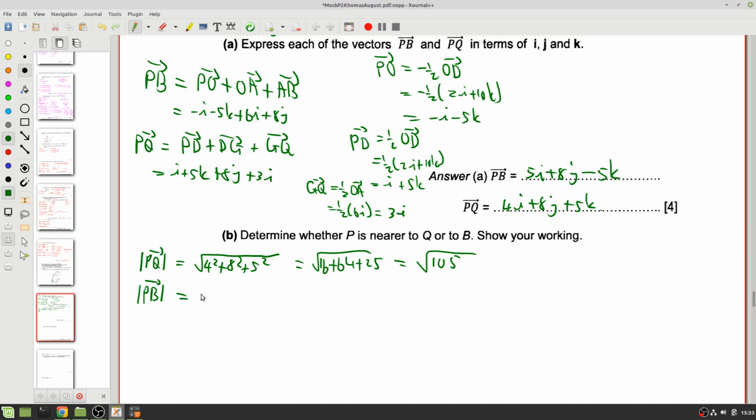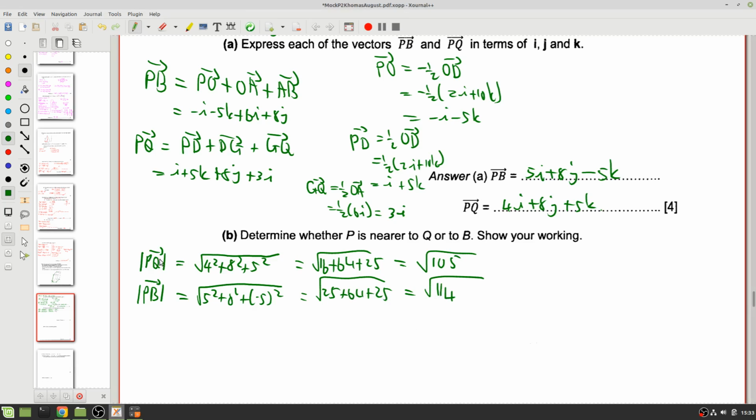Then we can do the same for PB. So again, it's just the square root of the components squared. So for PB, we have 5 squared plus 8 squared plus negative 5 squared. And that gives us 5 squared is 25, 8 squared is 64, and negative 5 squared is also 25. So 25 plus 25 is 50, and 50 plus 64 is 114.